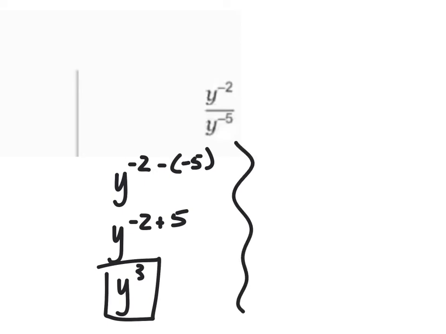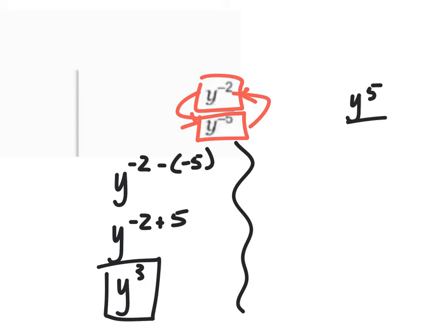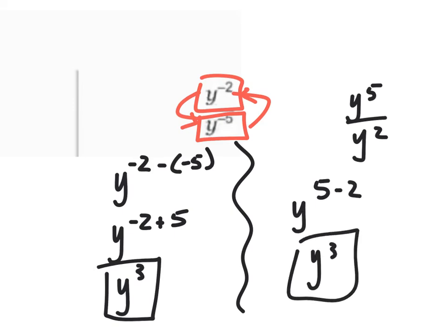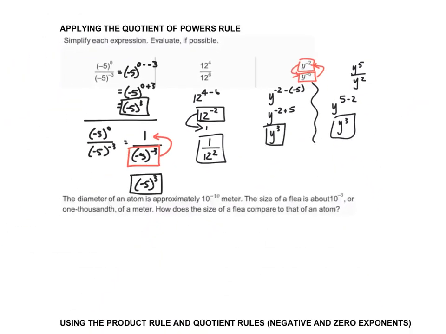Now, if I wanted to, what I could do from our last lesson is I could take each of these, move them across, and rewrite this as y to the 5th over y squared. And then I could just go y to the 5 minus 2 power, which gives me y cubed. So it doesn't matter how you skin that cat, but it does matter that you get the right answer in the end. Okay, so you can do these multiple ways, but it doesn't matter.